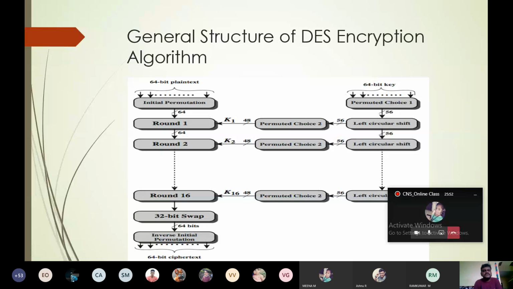So now the 64 bit is converted into 56. Some left circular shift happened in that key set. What is a left circular shift? Just imagine that you have 56 bits, you have 56 data.